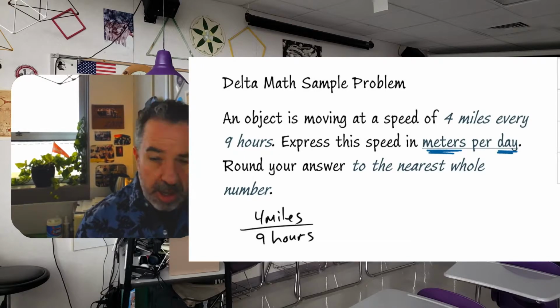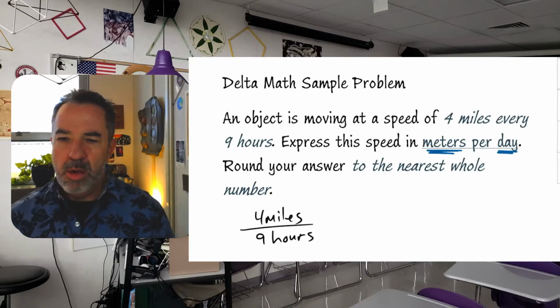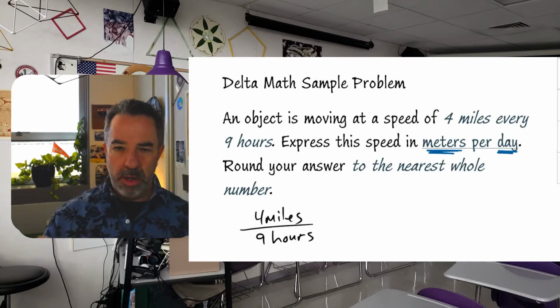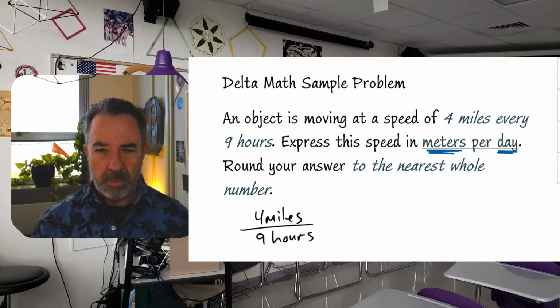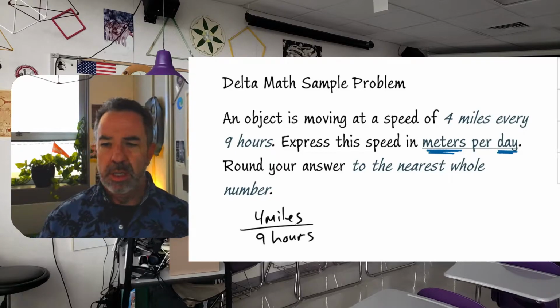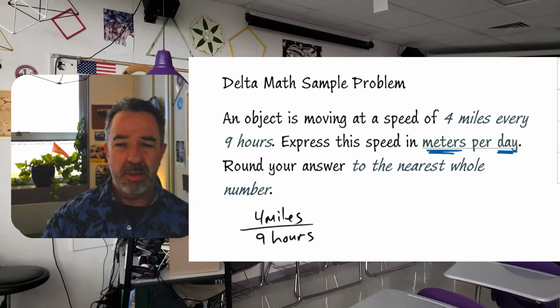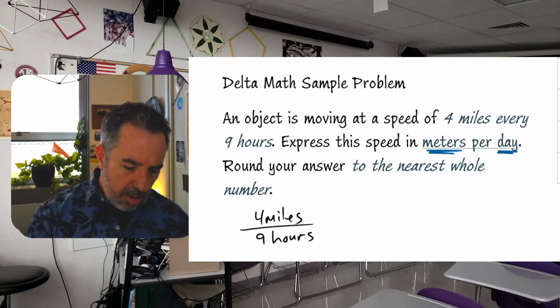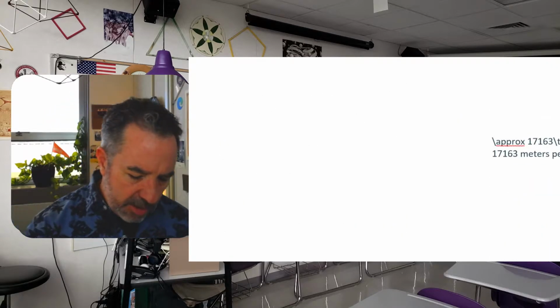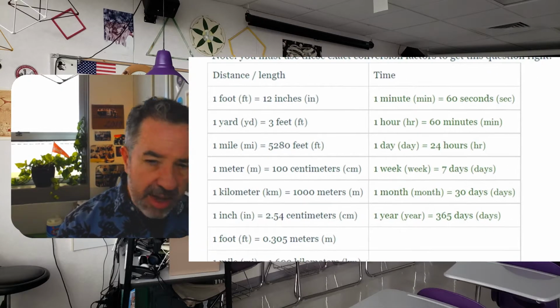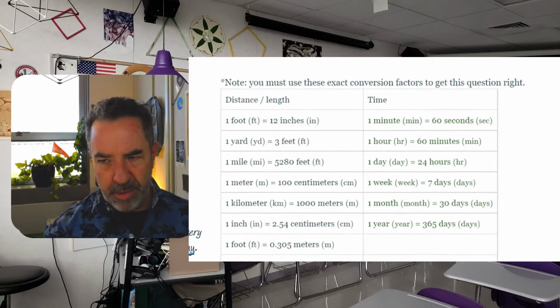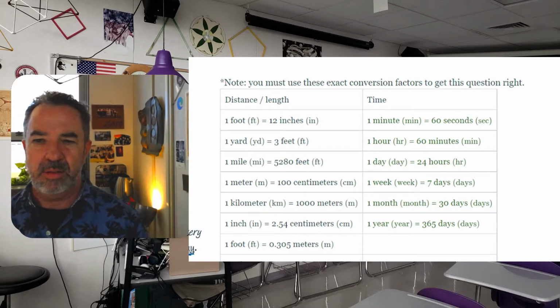Meters per day. So there's two things going on. We need to convert our unit of time, right, the time dimension, from hours into days. We also need to convert miles into meters. And for every single one of these problems in Delta Math, the system will tell you, hey, note, you must use these exact conversion factors to get this answer right.